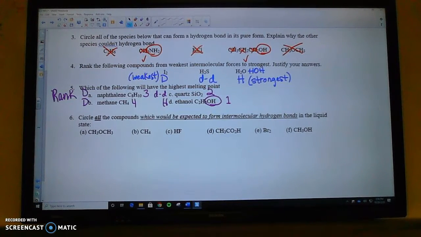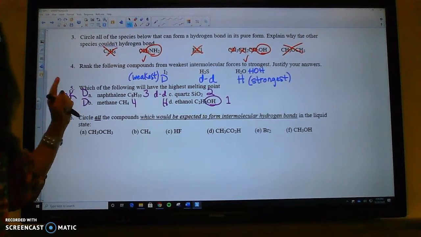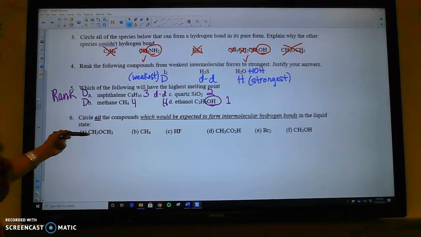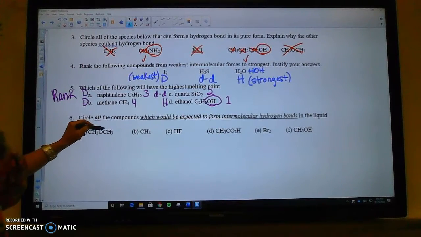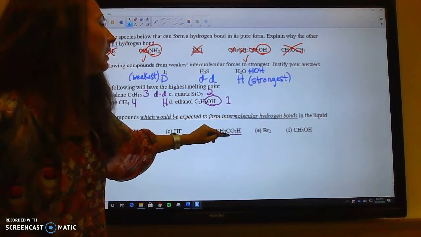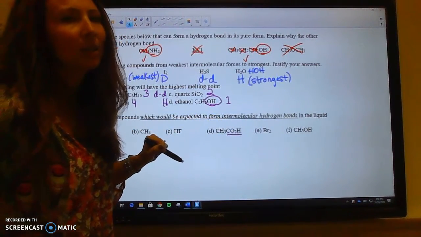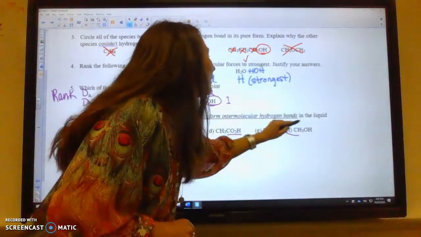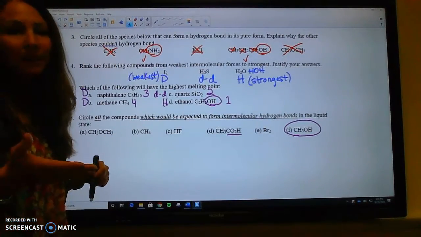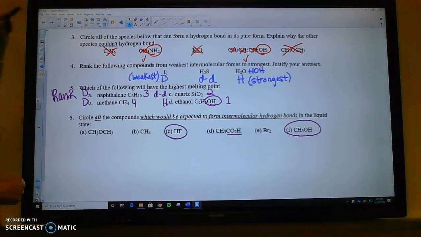Next, number 6 says circle all the compounds that would be expected to form IMFs that are hydrogen bonds. So not that one. That one's tricky, but there's no OH. That one is really tricky. It doesn't exactly form hydrogen bonds, even though it looks like it should. So don't circle that one. Letter F, hydrogen bonds. And then letter C, because that's H attached to a fluorine. Okay? All right, moving right along.